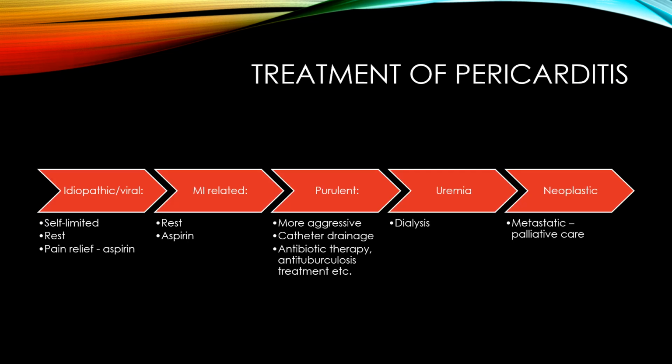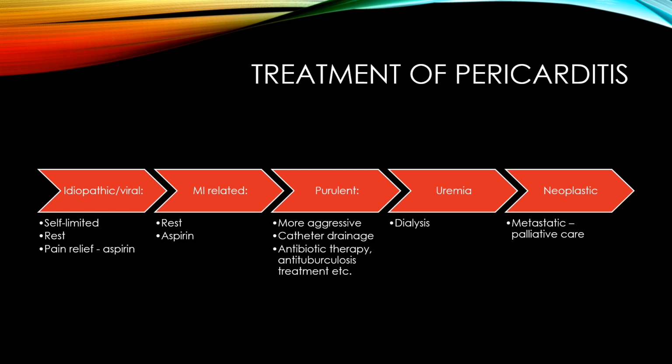Ultimately, though, for the treatment of pericarditis, if it's idiopathic or viral, it is self-limited. Rest and pain relief with aspirin is usually helpful. And again, that's the most common cause. If it's MI related, rest, aspirin, treat the MI. Purulent, since that's more aggressive, is probably going to require some sort of catheter drainage of the pus or purulent fluid. Antibiotic therapy, anti-TB therapy, etc., depending on what the agent is that's causing the problem.